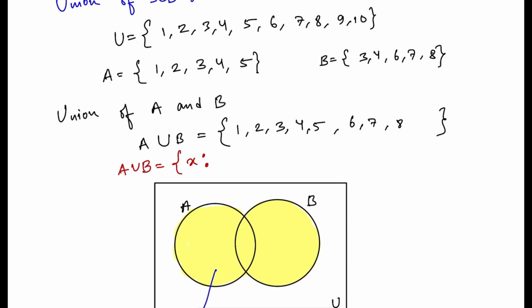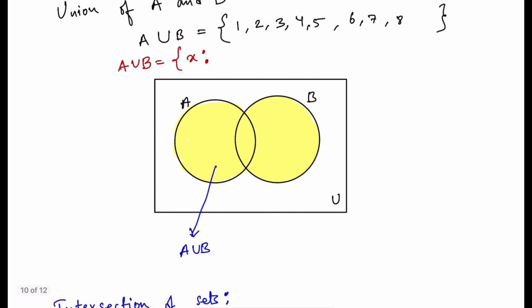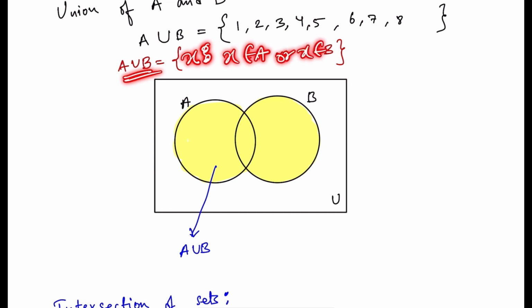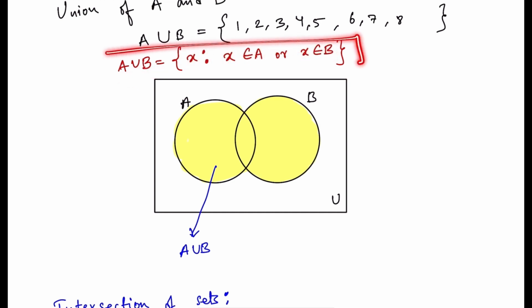So in set builder form, I will write that x belongs to A or x belongs to B, because any element in the union of A and B belongs to A or B. So we will write x is an element such that x belongs to A or x belongs to B. So basically this is the set builder form for A union B.